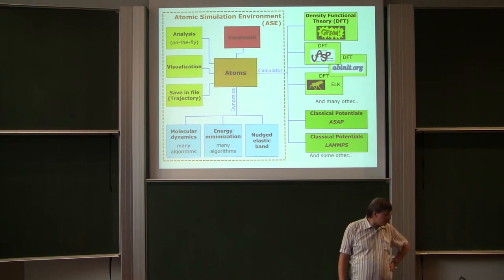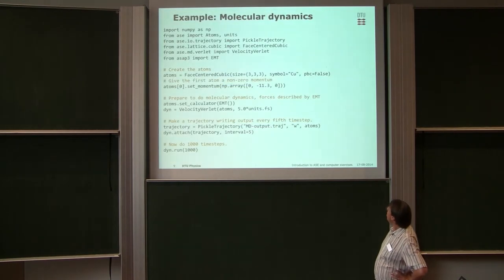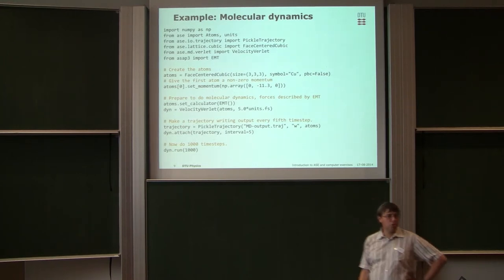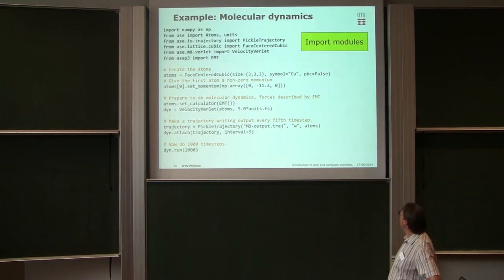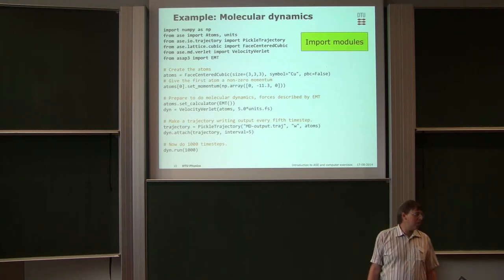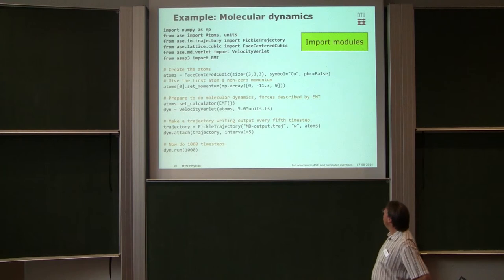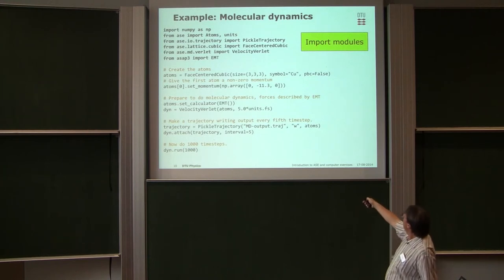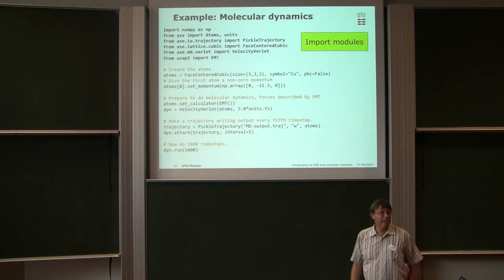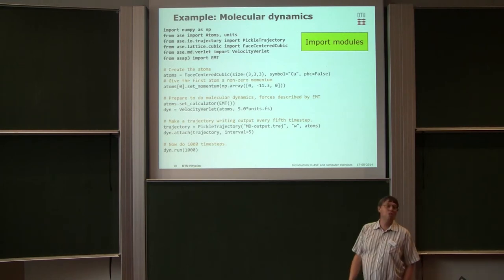So let me give an example of how such a Python script can look. So here is a molecular dynamics script, and let's go through it slowly. The first thing is to import the modules that you need in your script. This one needs an awful lot of modules. Actually, I think I've made things more complicated than absolutely necessary, but that's how it goes when you reuse old examples.